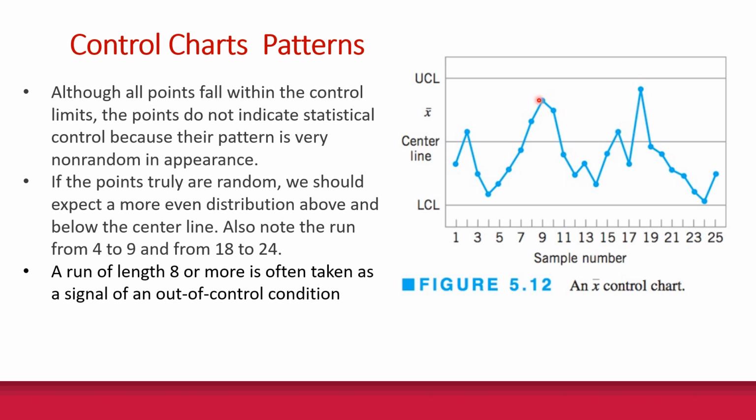Also, you've got another one here. These are kind of falling, and also here's a big run. So you're going to have some of these, but a run of length 8 or more is often taken as an out of control condition. So here you've got 1, 2, 3, 4, 5, 6. It's kind of close. If you had a couple more there, even if it didn't exceed the upper control limit, a lot of supervisors would take that to be an out of control condition, and you would start investigating to see if there's some assignable cause here.